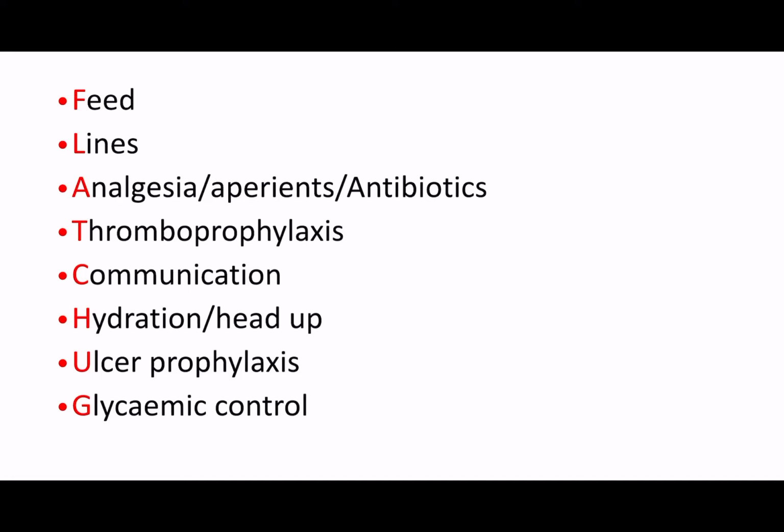We must also make sure that all patients, if they can tolerate it, are head up. The reason for this is that it can prevent microaspiration around the endotracheal cuff and therefore decrease the risk of patients developing ventilator-associated pneumonias. Ulcer prophylaxis is really important, and so starting patients on a PPI, especially if they're not on an NG feed, and then reviewing that on a daily basis.